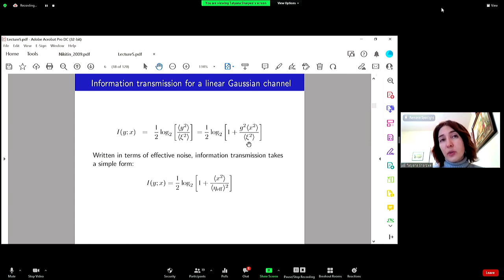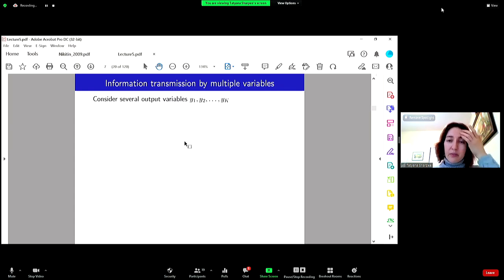So the noise is added after the input, but in a linear system you can think of it as if you added this noise to the input, so the effective input noise. So in other words, the information for a one-dimensional variable is a log base 2 of 1 plus the variance in the input signal divided by the effective variance in the noise, or in this equation, variance in the output divided by the variance in the noise. So this is the 1D case, and now we will talk about multiple variables. So imagine that we have multiple output variables and multiple input variables, and we would like to know what is the best way of filtering them to maximize information.